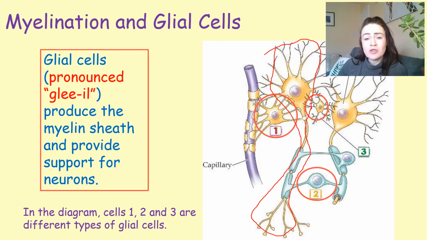For the Higher Human Biology course, you don't need to know the different types, but some of the glial cells will produce the myelin sheath, which is what number 2 is doing, whereas other ones provide some structure, which is what number 1 and number 3 are doing. You don't need to know the different glial cells, however, it's just good to know, because a lot of the videos or textbooks that you'll look at later will maybe talk about something called a Schwann cell, and that is the one that produces the myelin sheath.